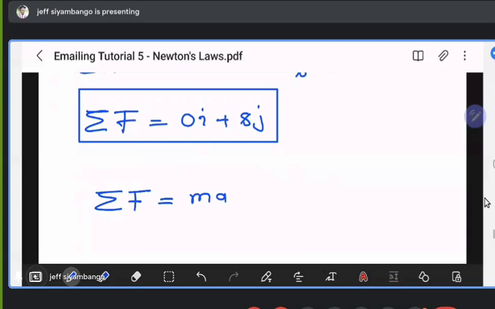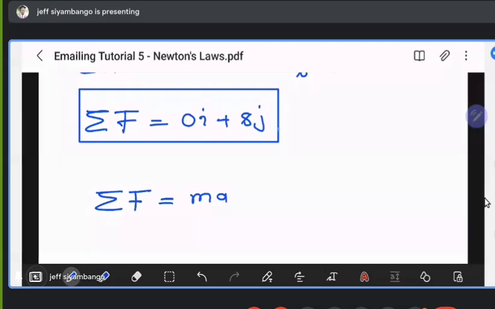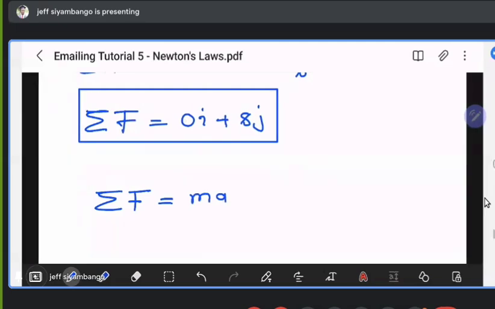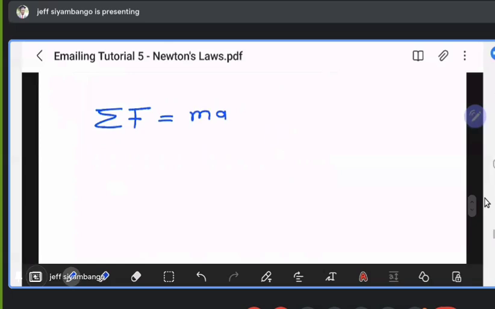Because of that, there will be no need for us to get the magnitude here, because if we were to use Pythagoras and so on, of course here Pythagoras will still just give us 8. But even if this was another number, there would be no need for us to combine this to get what F is. So here we'll just say that the sum of the forces, which is 0I plus 8J, will be equal to the mass, which is 2 kg, multiplying the acceleration, which is a.